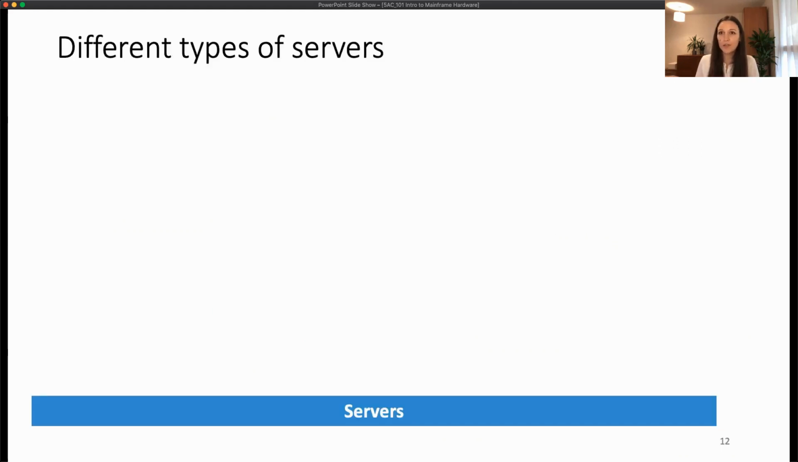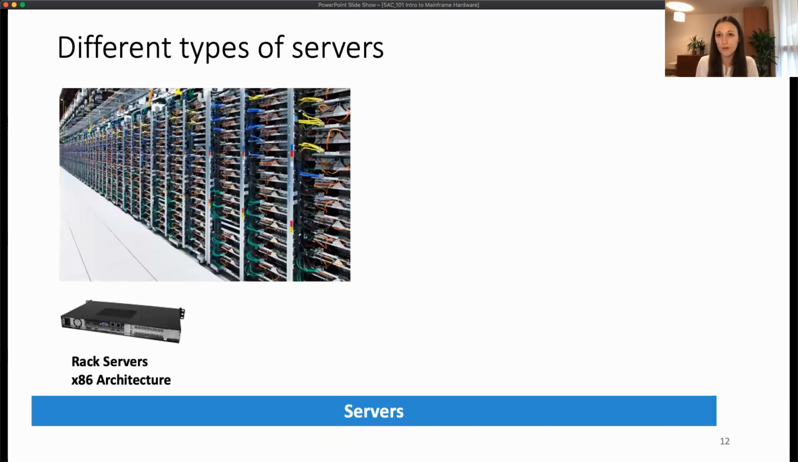Now, I wanted to give you a bit of context on different types of servers and how the mainframe actually fits into that. So the most commonly used server are rack servers, and they follow an x86 architecture. So as the name says, they come in racks, and usually you would put them into frames, as you can see there on the picture. So on the picture is an example of a server farm and how that would look like.